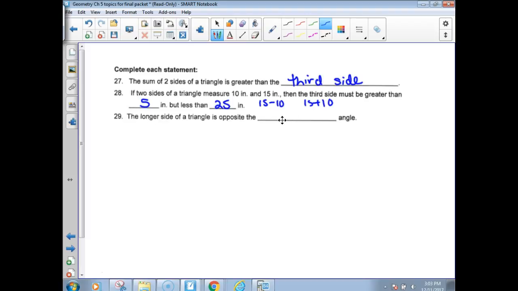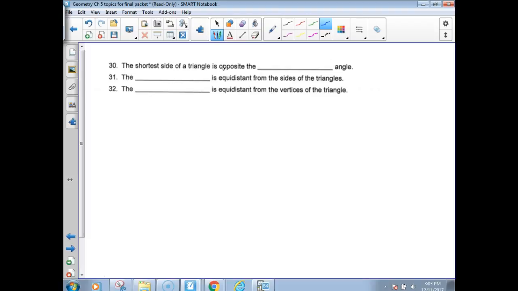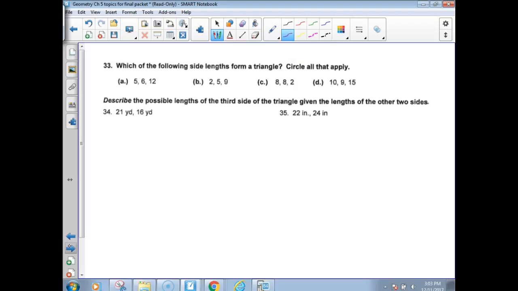The longer side of a triangle is opposite the what angle? Across from what angle? Largest, yes. And likewise, the shortest side of a triangle is opposite the smallest angle. Angles don't have length, so we can't say shortest. We did not do 31 and 32, so you can cross that out. We didn't talk about the special points of concurrency this year. I've done it before, but not today.